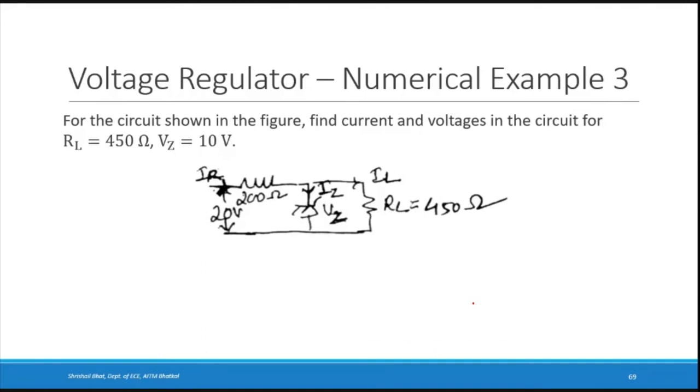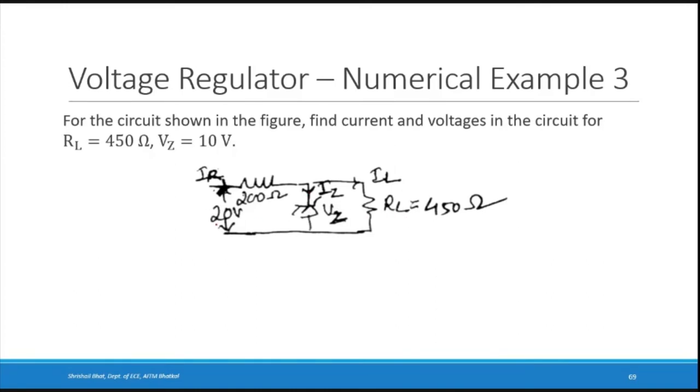This is another problem. It is given, for the circuit shown in the figure, find the current and voltages in the circuit. RL is given as 450 ohms and Vz is given as 10 volts. All these examples are from old question papers. So it is given that RL is 450 ohms, Vz is 10 volts.